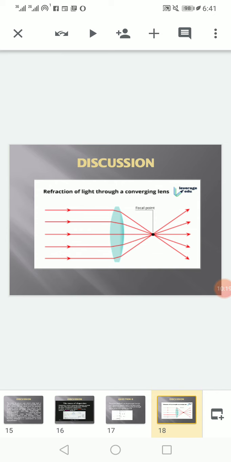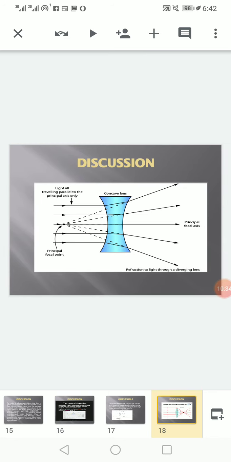Now, refraction of light through a converging lens. When a beam of light passes through this type of lens, what happens? We are meant to believe that they come together at a point, and that point is called the focal point. While for a diverging lens, or concave lens, this light spreads out.